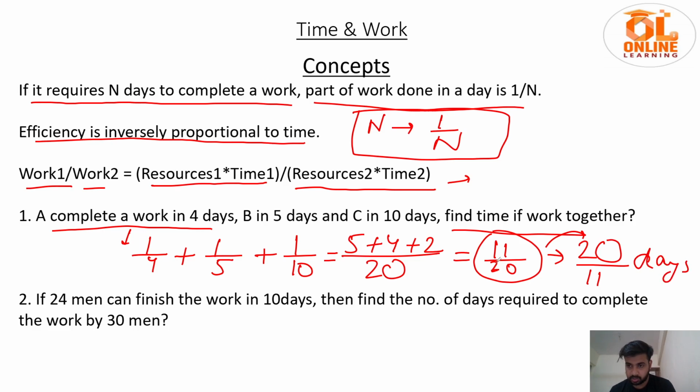So this is the amount of work they do in 1 day. So the total work they will complete in 20 by 11 days. So this is the answer.